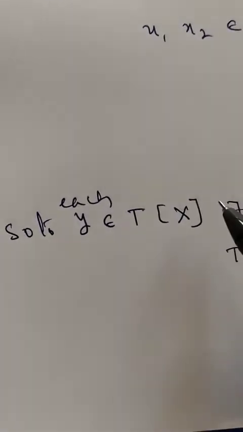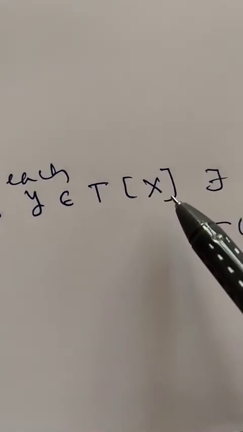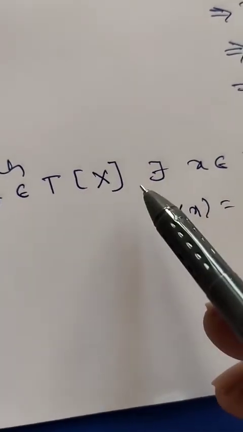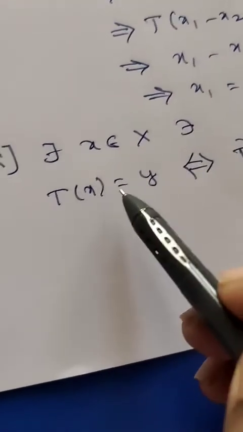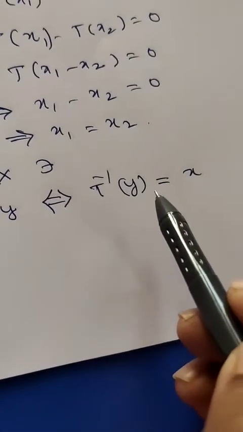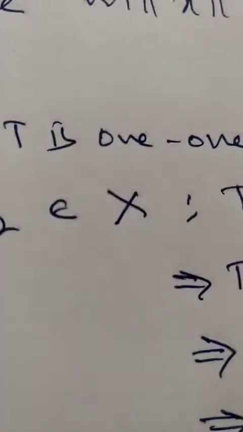So T inverse exists means that each y belongs to the domain of T inverse. The domain of T inverse is T of X. There exists x belongs to X such that T of x is equal to y. This happens if and only if T inverse of y is equal to x. We call this number 2.